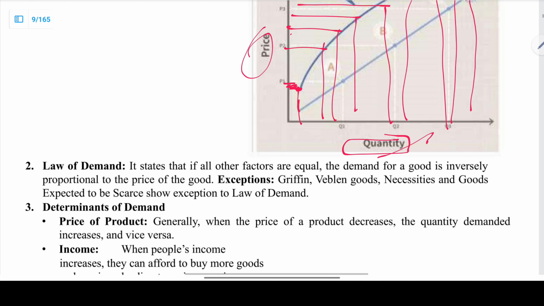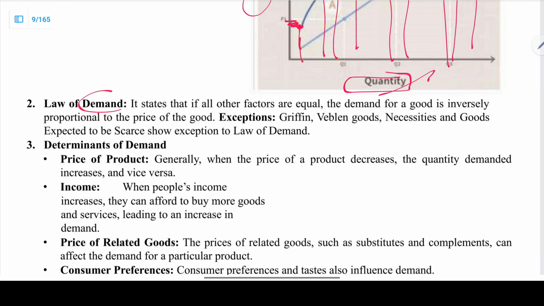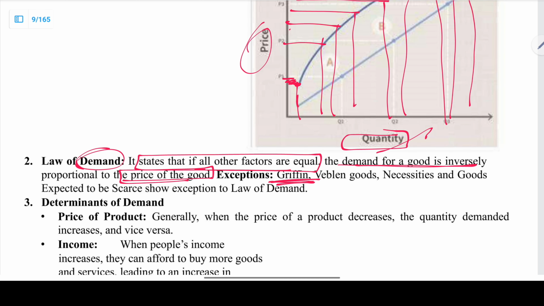So this is the demand and supply curve. Now the law of demand. In order to know about the law of demand, we should first keep all other factors equal. The demand for a good is inversely proportional to the price of the good. Exceptions are Giffen goods, Veblen goods and necessities. So what is a Giffen good?